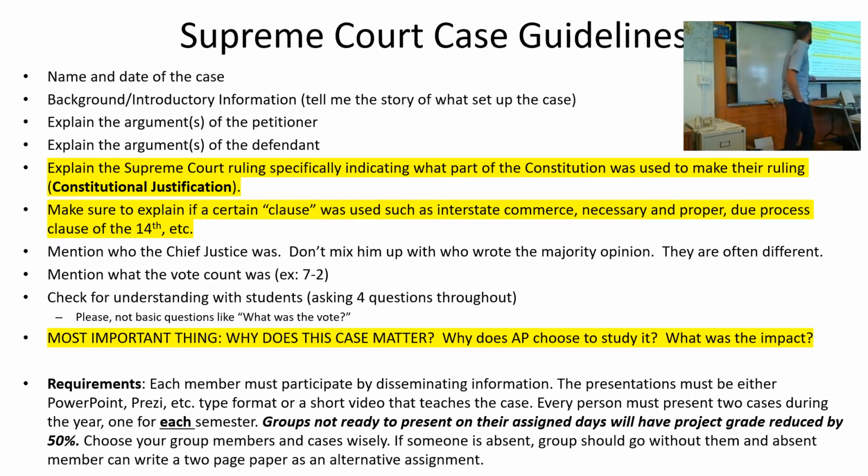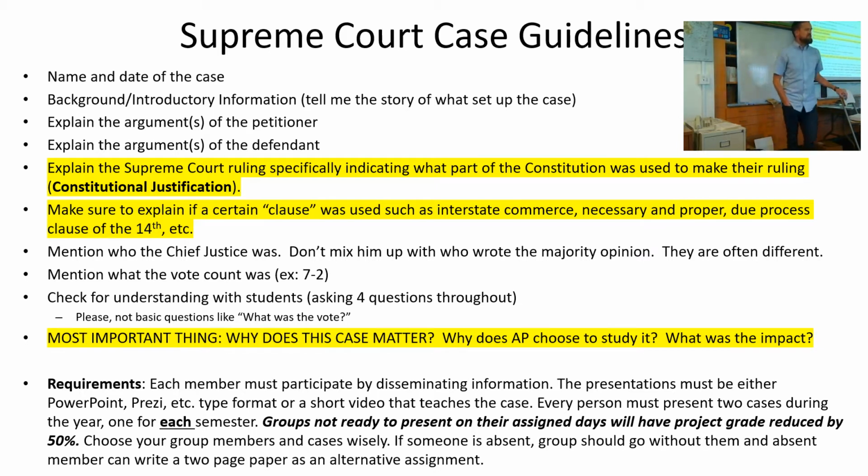You need to tell me who the Chief Justice was. There's always 9 judges, and one of them kind of wears the crown as the Chief Justice. They don't have any extra power, but they're kind of like the little president of the court, and we recognize the court as that Chief Justice's court. You're going to tell me what the vote count was. Like Brown v. Board was 9-0.